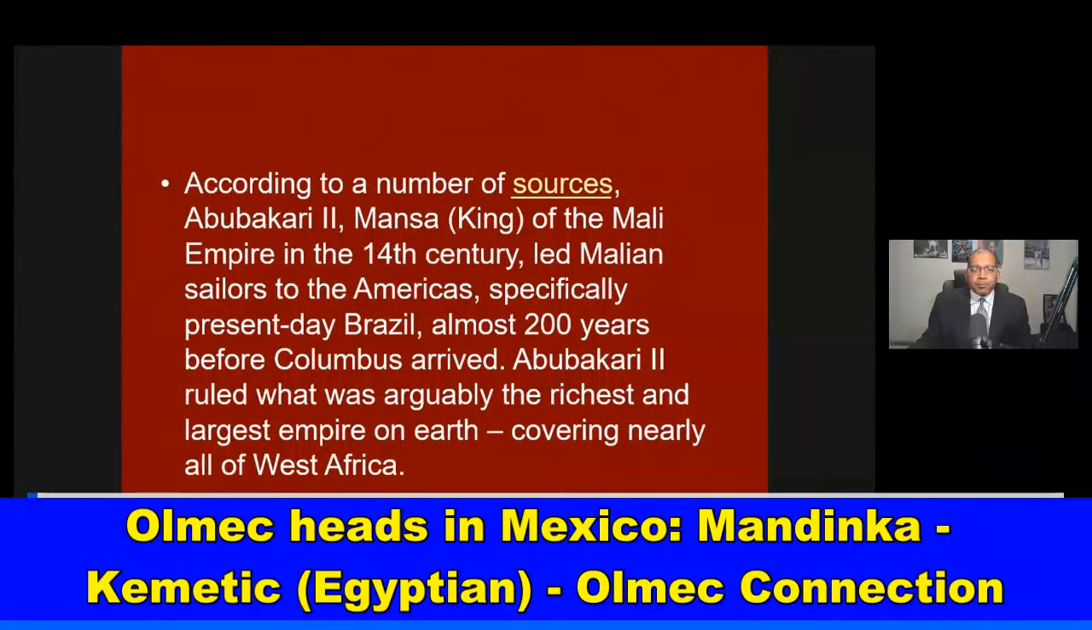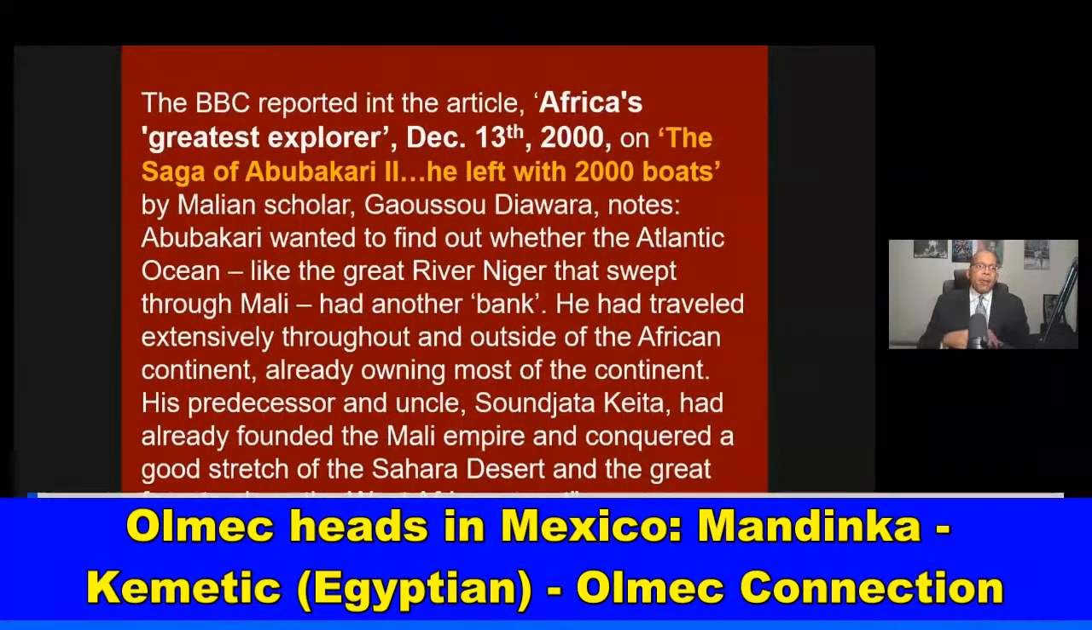Abubakar II ruled what was arguably the richest and largest empire on earth, covering nearly all of West Africa. The BBC reported in the article "Africa's Great Explorer," which came out December 13th, the year 2000, on the saga of Abubakar II, he left with 2,000 boats. Malayan scholar Gausu Diawara notes Abubakar wanted to find out whether the Atlantic Ocean, like the great river Niger that swept through Mali, had another bank. He had traveled extensively throughout and outside of the African continent, already owning most of the continent.